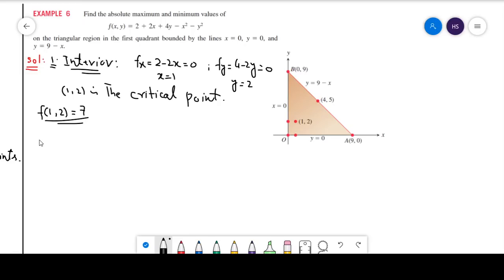So next we go to boundary points. If you see that this is a triangular region, there are three parts of the boundary. One is y equals 0, this line. The other one is x equal to 0, and the third one is y equals 9 minus x. You can easily calculate all these points and the intercepts. So let's talk about this segment OA first.